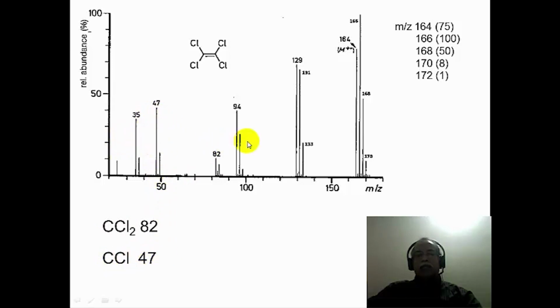So essentially the entire range of peaks seen in the mass spectrum of this compound can be clearly accounted for by the sequential loss of chlorines from this molecule, as well as the fragmentation corresponding to the breaking of the carbon-carbon bond, resulting in the formation of CCl2 and CCl as fragments, which account for all the masses in this spectrum.